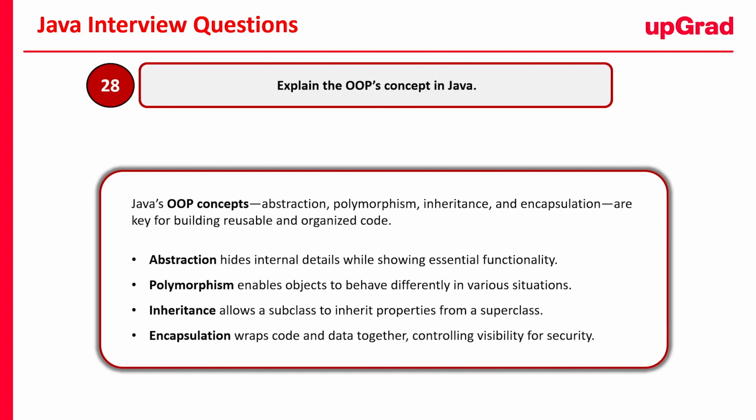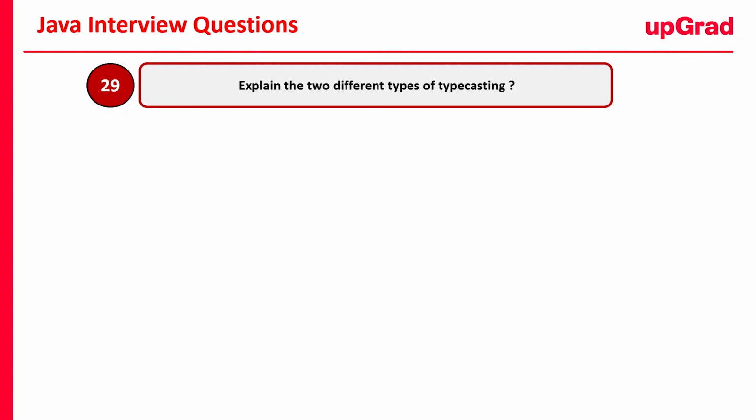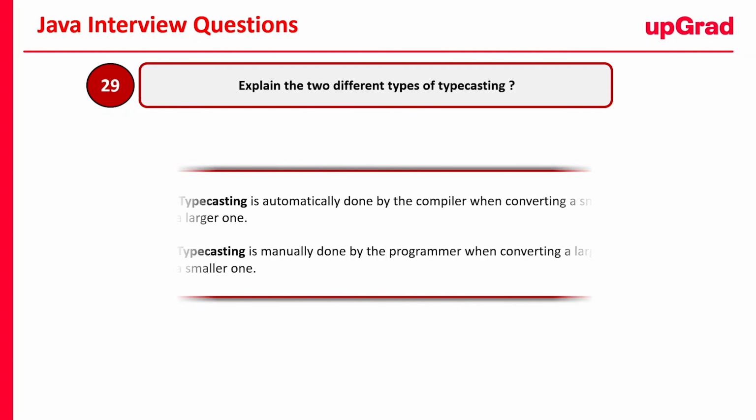So this was about the OOPS concept. You can answer each one of these concepts one by one. Alright, so this was about the OOPS concept. Now coming to question number 29, which is explain the two different types of typecasting. So when an interviewer asks about the two types of typecasting, they are testing your understanding of how data types are converted in Java. So there are two types of typecasting in Java.